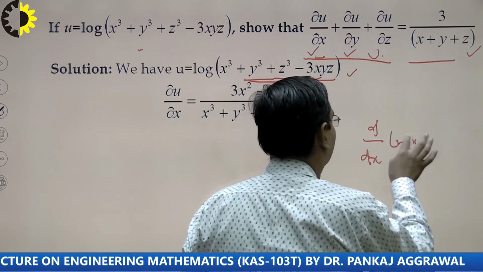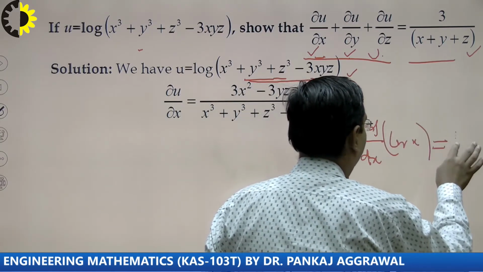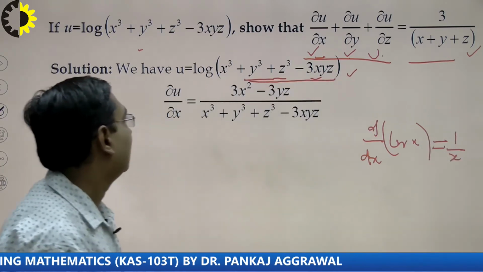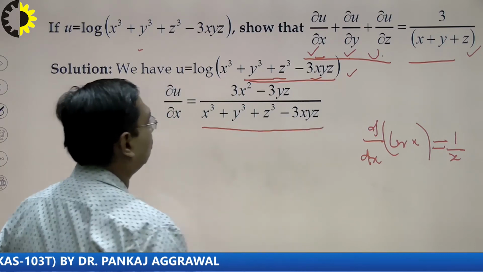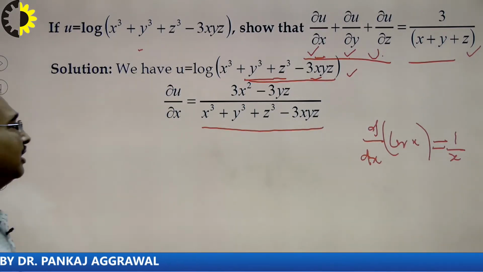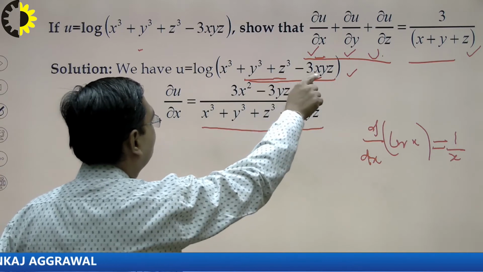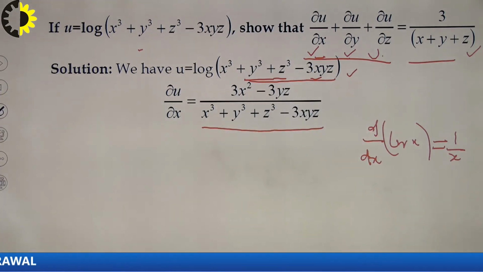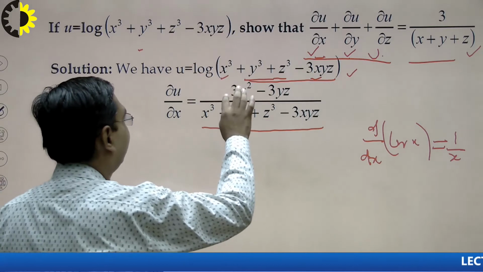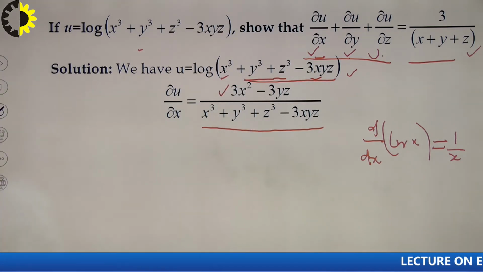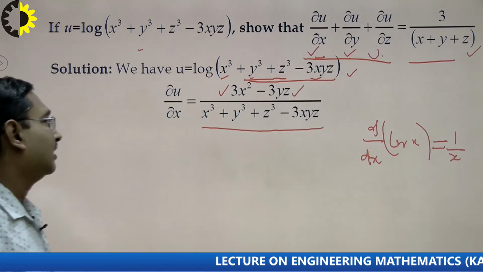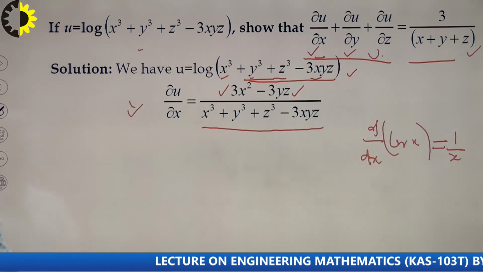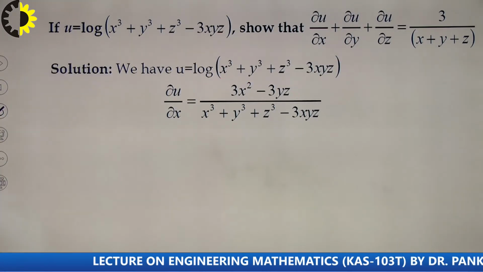Derivative of log x is 1 by x. Therefore, its derivative will be x cube plus y cube plus z cube minus 3xyz in the denominator, and the term x cube plus y cube plus z cube minus 3xyz is differentiated again. This x cube when differentiated will give 3x square. These two terms y cube and z cube will give 0, and minus 3xyz will give minus 3yz. Thus, the value of del u upon del x is calculated.